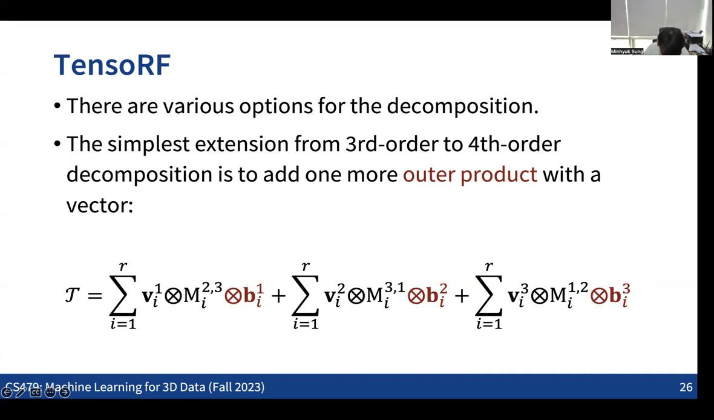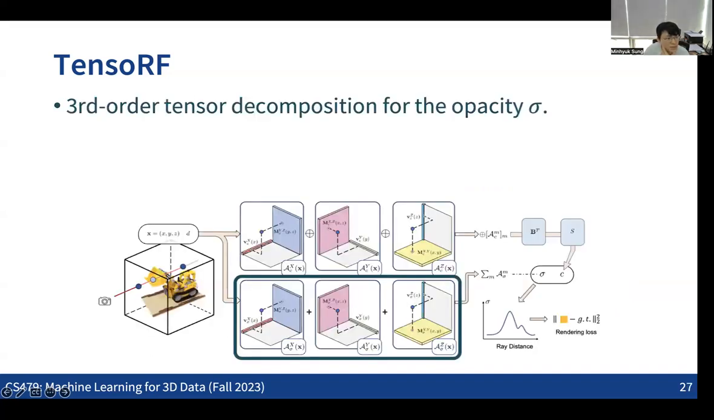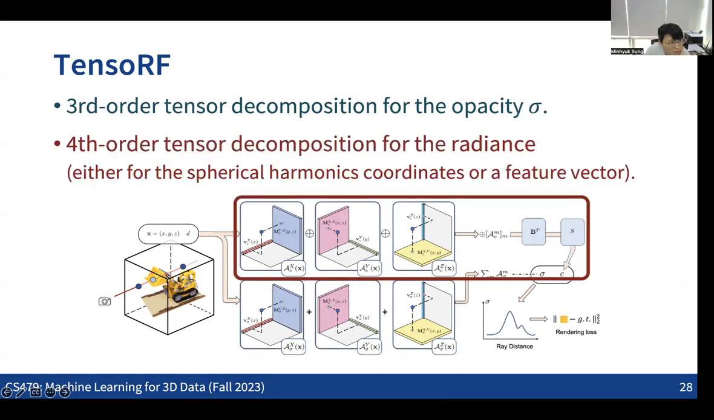So the basic idea is that we can apply this idea in the NeRF pipeline by decomposing the third order tensor, which is encoding the opacity information. And then we can also decompose the fourth order tensor encoding the radiance into some kind of combination of the 1D vectors and the 2D matrices.